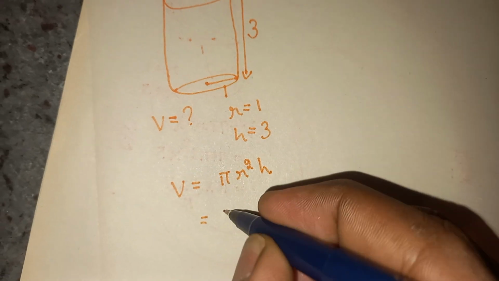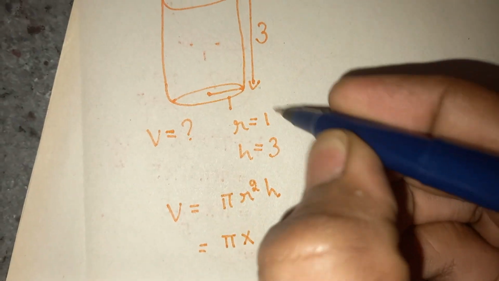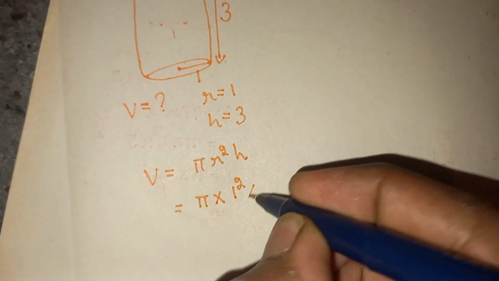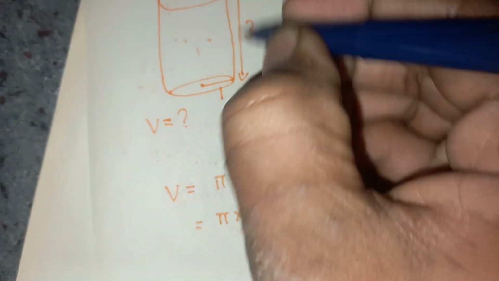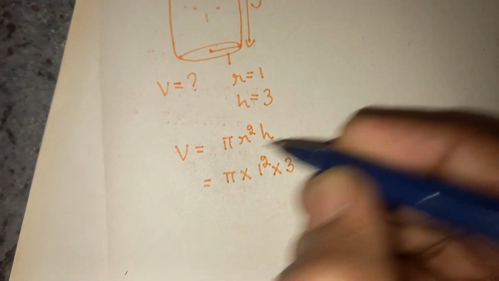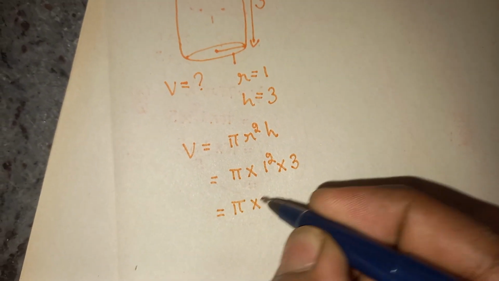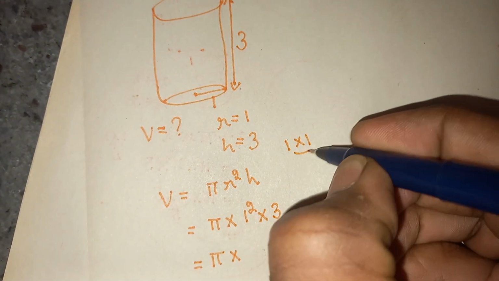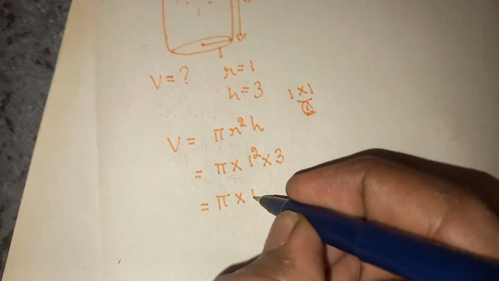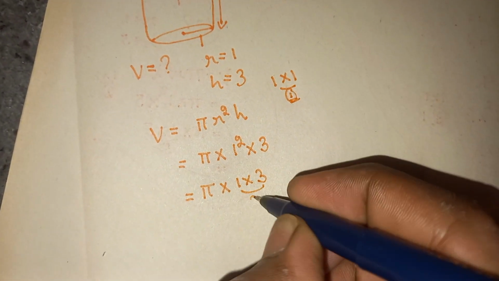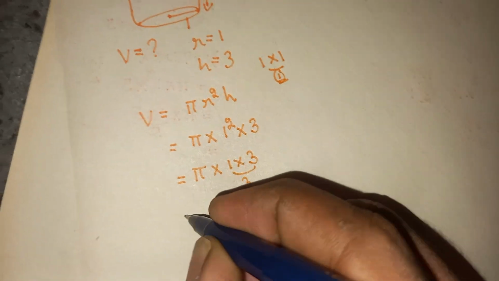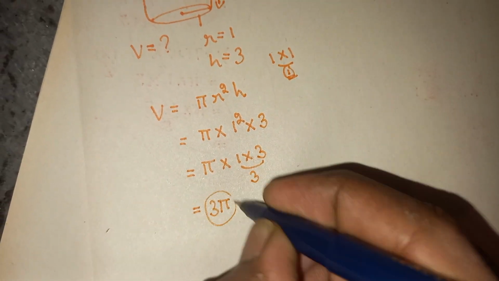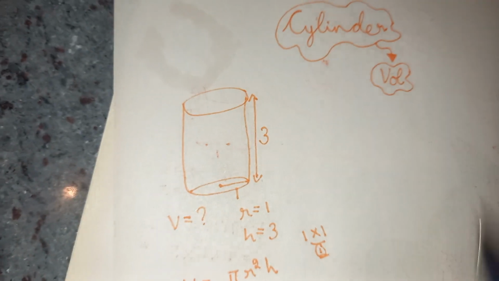So it becomes pi times 1 square, since the radius is 1 unit, times the height, which is 3 units, times 3. So it is pi times 1 square, which means 1 times 1, which becomes 1. 1 times 3, 3 times 1 is 3. 3 times pi again. 3 pi cubic units is the volume of this cylinder.